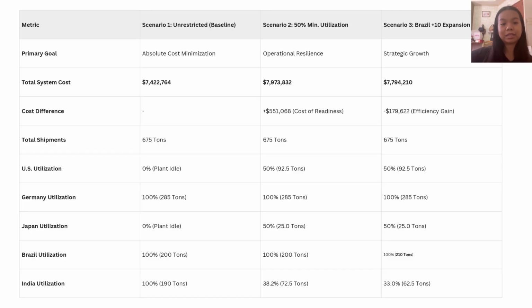So let's summarize our data. Scenario 1 showed us the theoretical floor of our costs, but it was operationally impossible. Scenario 2 gave us a realistic operating floor, but at a higher price. And scenario 3 showed us the path forward, using targeted growth in efficient regions like Brazil to bring our costs back down towards the theoretical floor. We have moved from a simple shipping problem to a strategic expansion plan. This is the power of supply chain modeling. It turns raw numbers into a clear roadmap for investment.